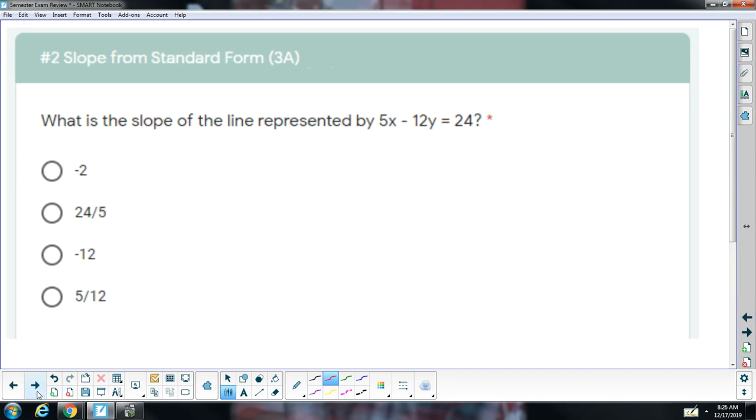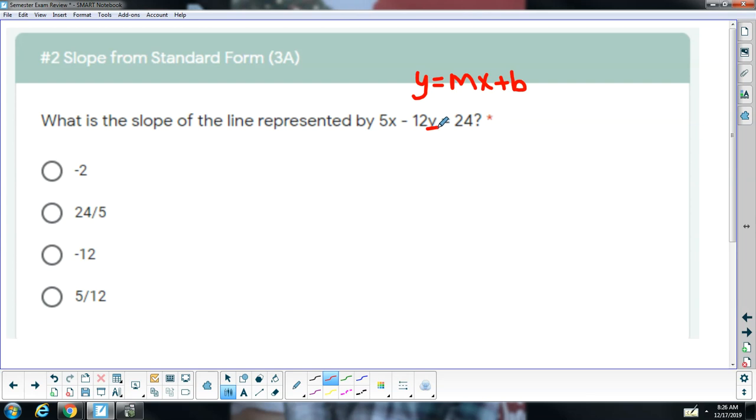Okay, number 2, we're talking about standard form, so that's ax plus by equals c. We still want to find the slope. In this form, we cannot find slope. We have to put it into the form y equals mx plus b. Now, you guys have gotten a lot of practice over the last 2 weeks of putting equations in this form, so this shouldn't be too unfamiliar to you.